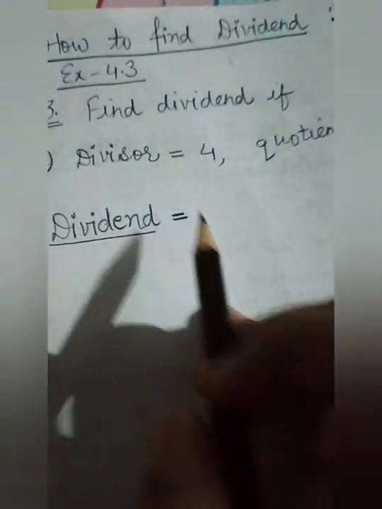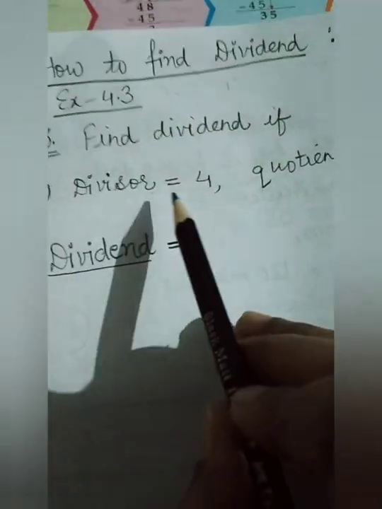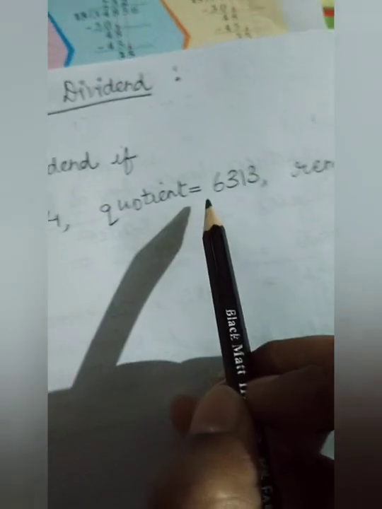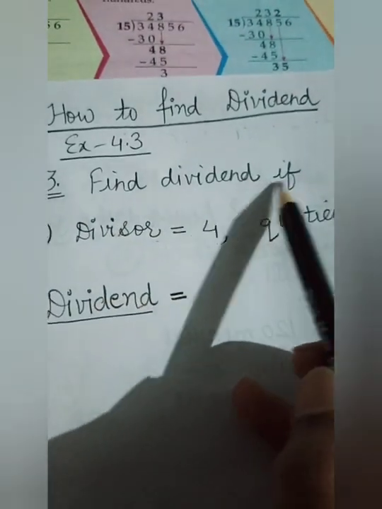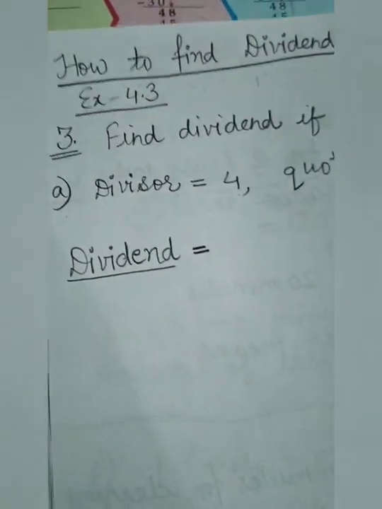I will tell you part A of the third sum. The divisor is 4, the quotient is 6313 and the remainder is 0. We are asked to calculate the dividend. How do we find out the dividend?